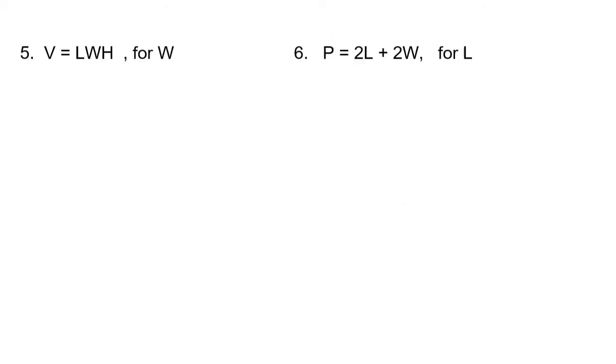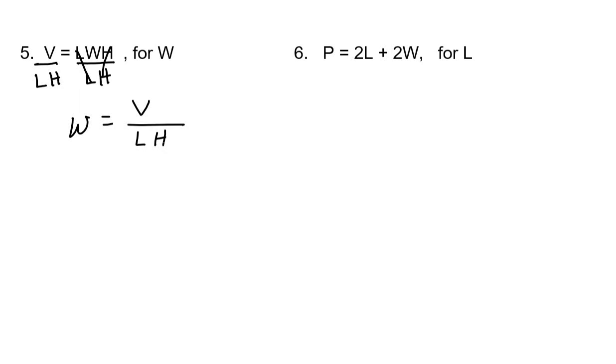In problem 5, I'm solving for w, and I need to get rid of the l and the h. They are both being multiplied, so I need to divide. Now we've got a couple of different options here. We can get rid of the l first, we can get rid of the h first, or we can get rid of them both at the same time. Because they're both being multiplied, I'm going to get rid of them both at the same time by dividing both sides of my equation by l and h. So the l's cancel, the h's cancel. So w equals v divided by lh.